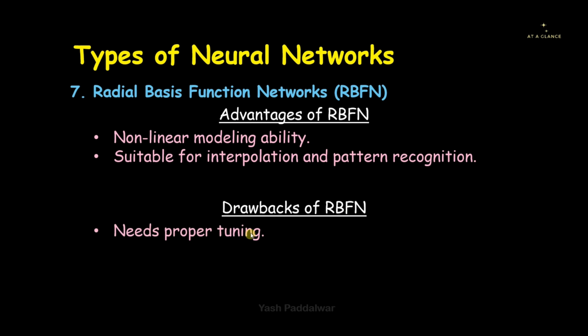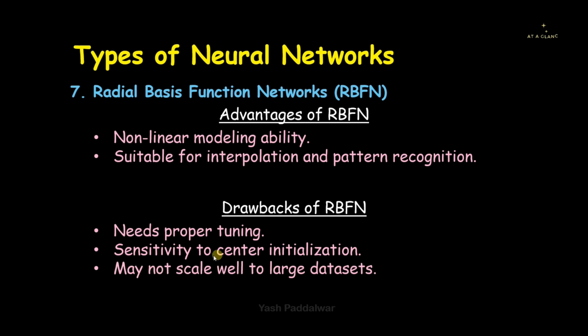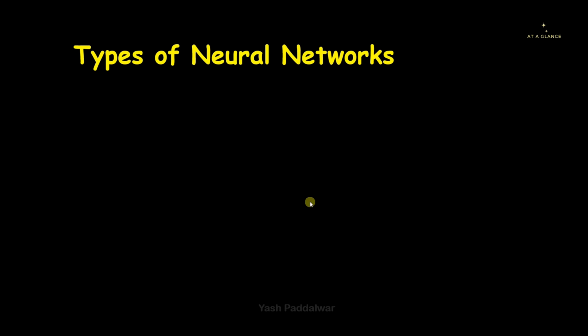The first drawback is it needs proper tuning. If not properly tuned, it will provide the worst results. The next drawback of RBFN is that it is sensitive to center initialization. And lastly, it will not properly scale when it comes to larger data. It works best only on small to intermediate datasets. So I hope the advantages and disadvantages of RBFN are clear to you all. This was the radial basis function networks. I hope it is clear.